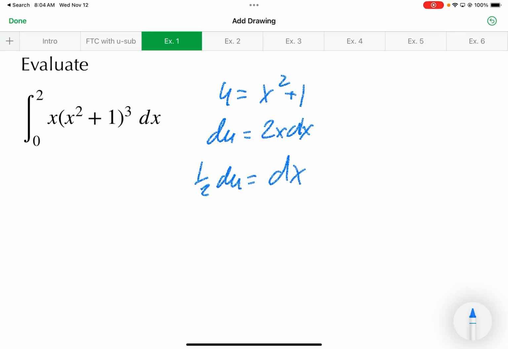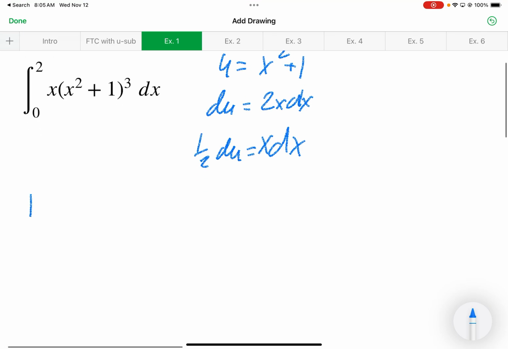Cool. And then I have what I need because there is an x in front of my grouping symbol, and then I can just toss a 1/2 in front of my integral. So 1/2. I'll deal with the limits in a second. So then x dx gets substituted. We're left with u cubed du.